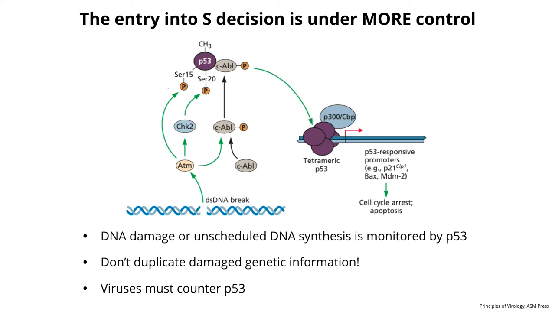It does not want the cell to be dividing if it has damaged DNA or if it has unscheduled DNA synthesis. So you can imagine that this is not good for a virus, right? It's got in this cell, it's kicking the cell into DNA synthesis and mitosis, and P53 is saying, nope, you're not going there. So obviously the viruses have to get around that. And big DNA viruses can counter P53 in order to block its effects.